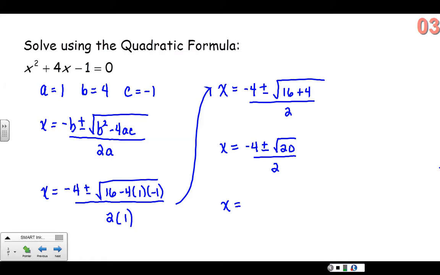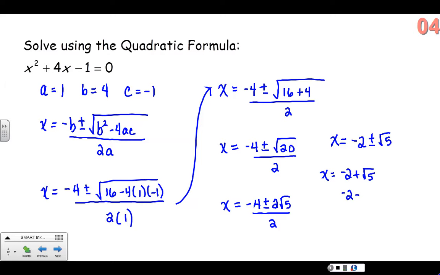Simplify your radical expression. So to simplify the square root of 20, we could break that into 4 times 5. So that would come out as 2 square roots of 5. And that's all divided by 2. Now as you can tell, since we're dividing the whole thing by 2, I can actually divide 2 out of the negative 4 and 2 out of the leading coefficient 2 here. So my simplified answer would be x equals negative 2 plus or minus, 2 goes into 2 one time, so we'll just get the square root of 5. So if we separate our answers out, x would equal negative 2 plus the square root of 5 and negative 2 minus the square root of 5.